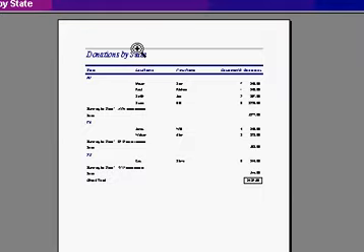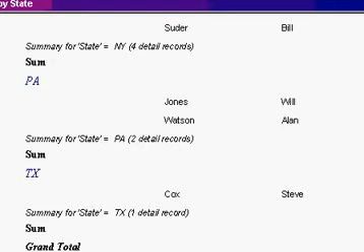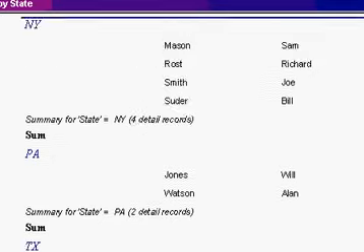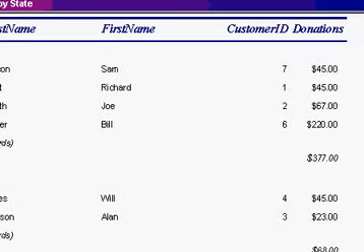All right, here's my donations by state report. You can see over here that each state is grouped together. There's New York, there's Pennsylvania. If you scroll down here, there's Texas. You can see that it says summary for state equals New York for detail records. I'll scroll over to the right here, and you can see there's the sums and the totals. Right? There's all the individual records, and there's the sum.